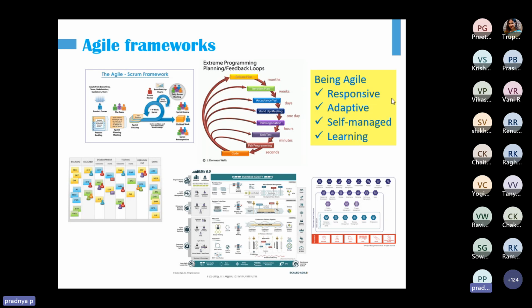Ultimately, when we are talking about being agile, we are talking about, am I responsive as a team? Are we adaptive to the changes that are continuously coming? Is our team continuously learning and improving? And are we self managed? Those are the core principles of being agile, as we all are aware of, right?